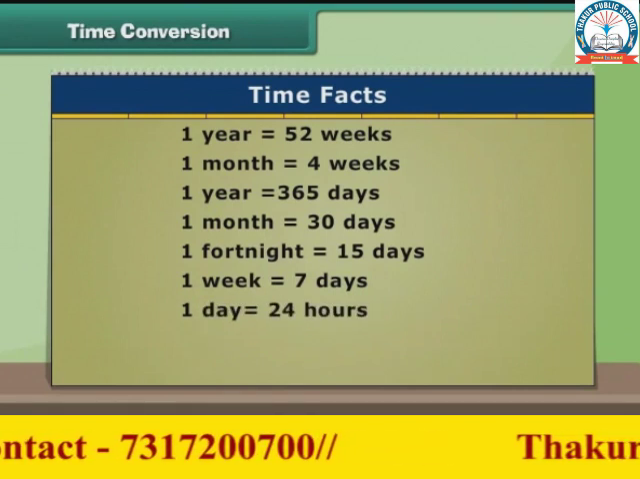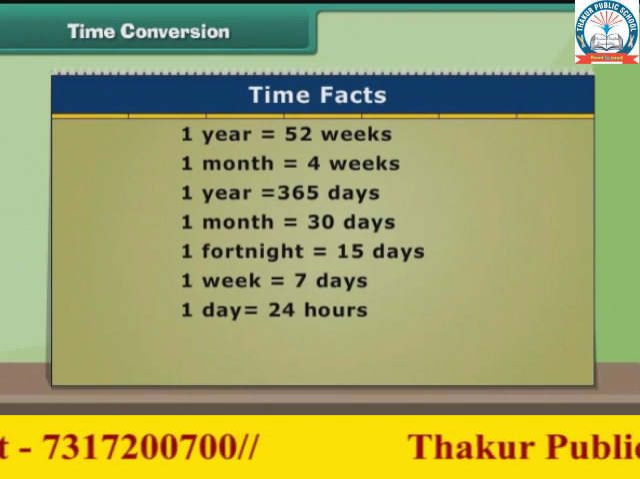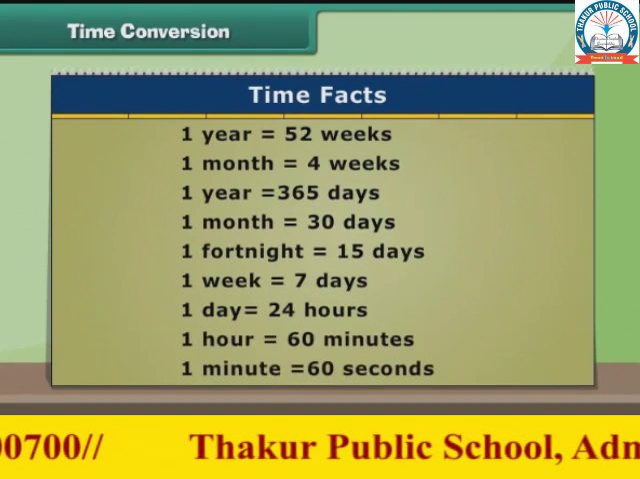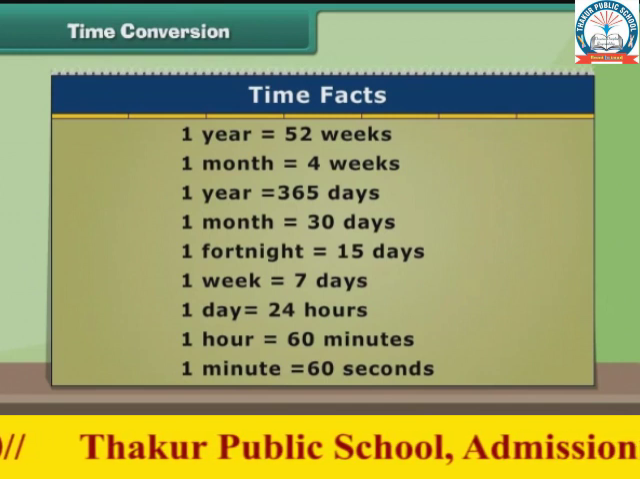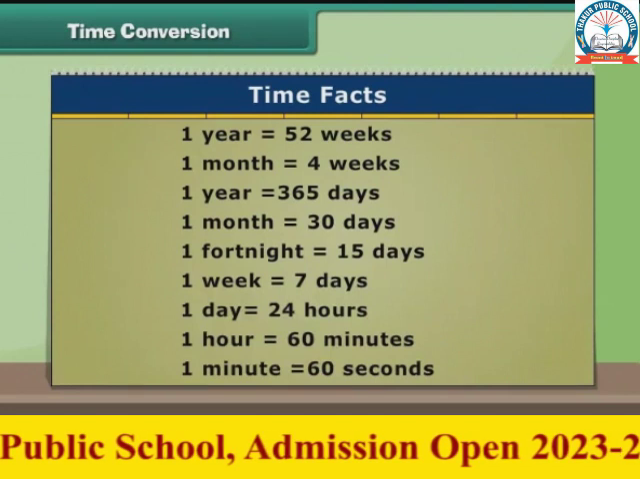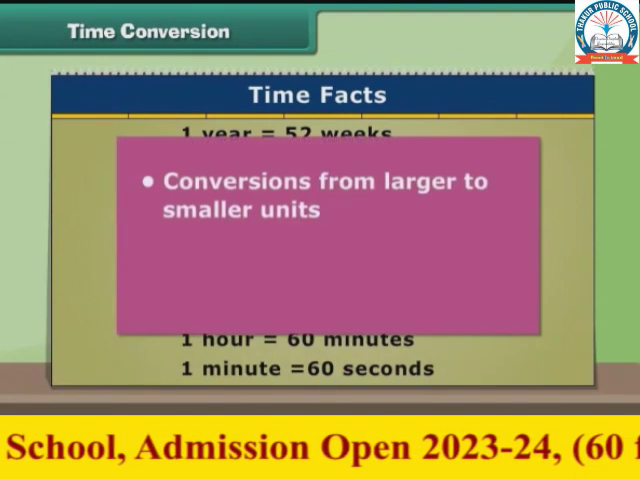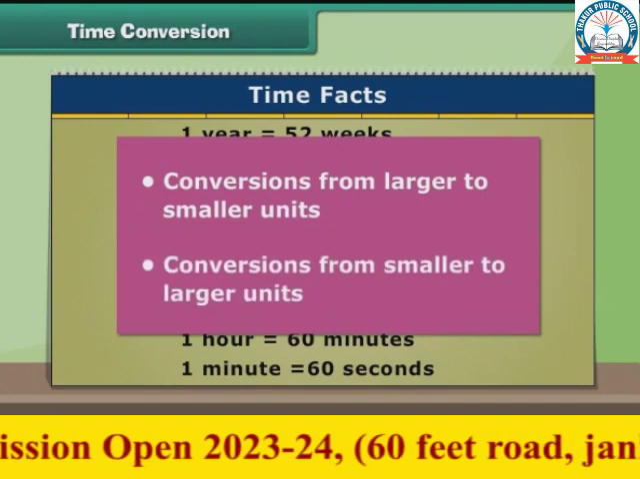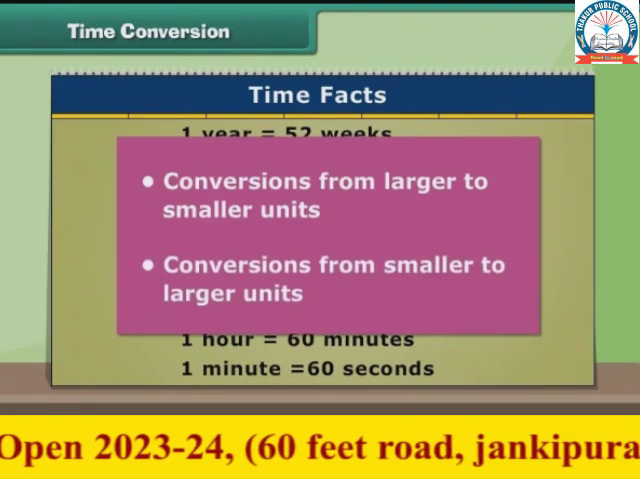1 day is equal to 24 hours. 1 hour is equal to 60 minutes. 1 minute is equal to 60 seconds. Let us put these facts to use and perform conversions from larger to smaller units and conversions from smaller to larger units.